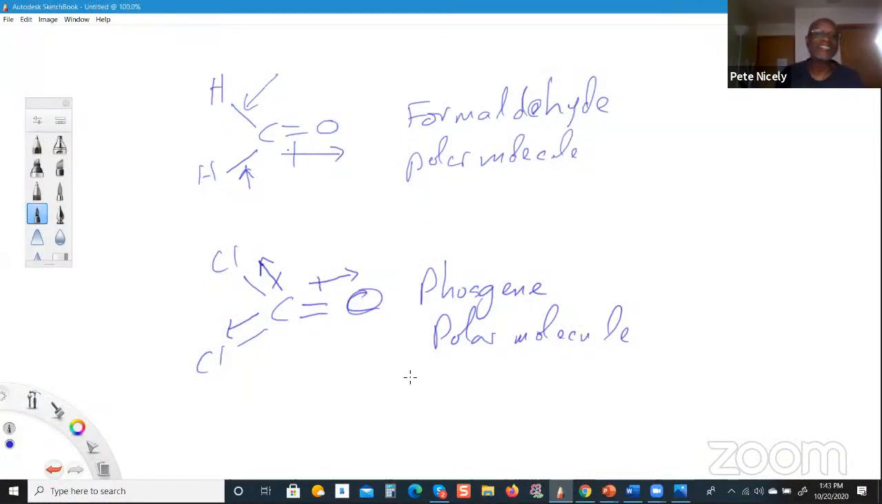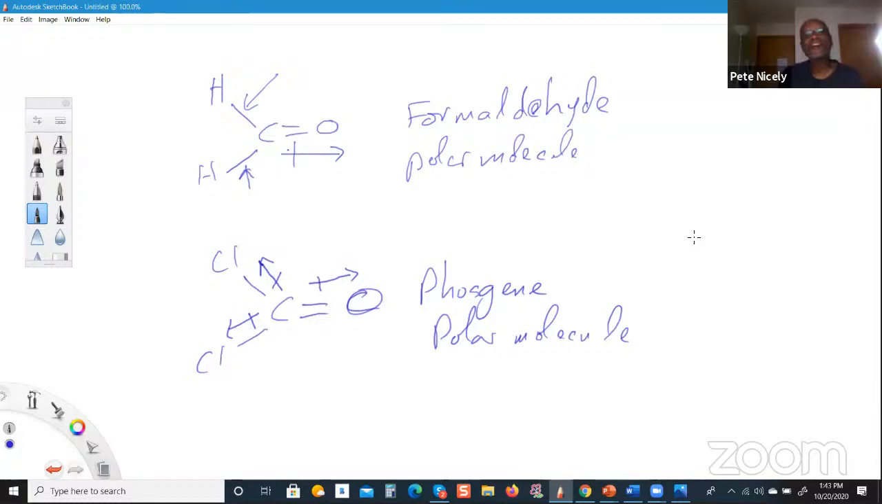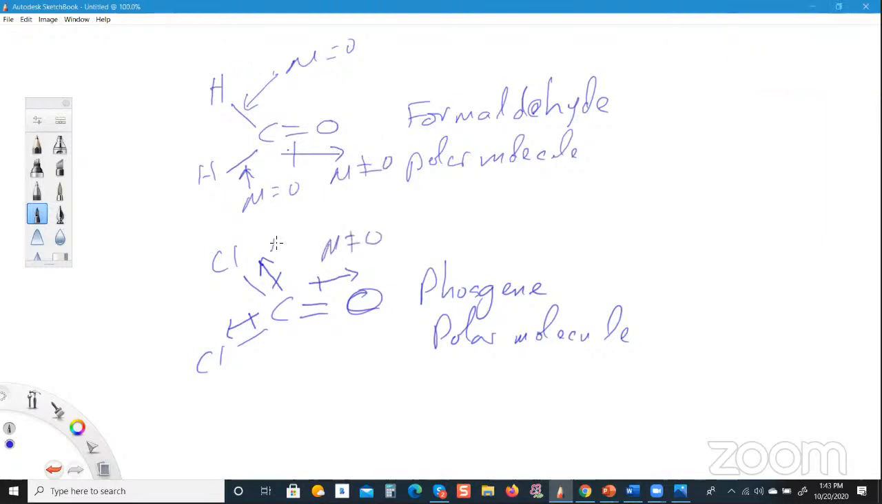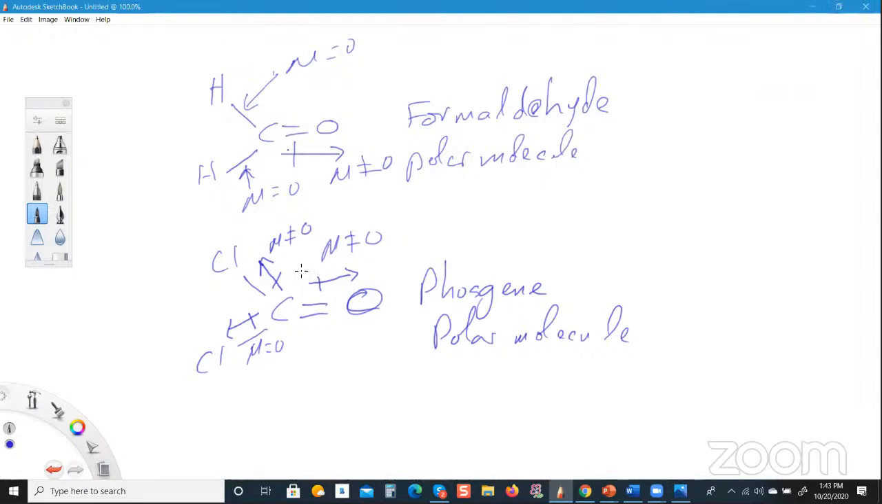Well, let me just say this. Remember, the net dipole is a result of the combination of all the dipoles within a molecule, right? So think about this. We have no dipoles here, so this is mu equals 0 here, mu equals 0 here, and here we have mu with a non-zero value, all right? But in this case, all these values are non-zero, right?